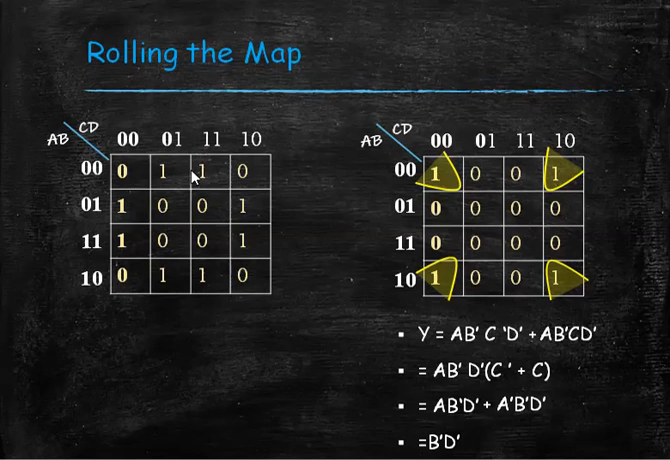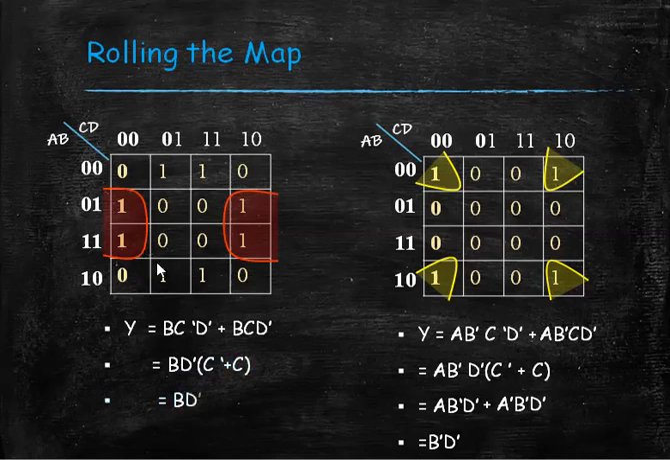When we roll the map top down, we can form a quad, and when we roll the map left to right, we get another quad. The quad is B D bar. This quad is B D bar.